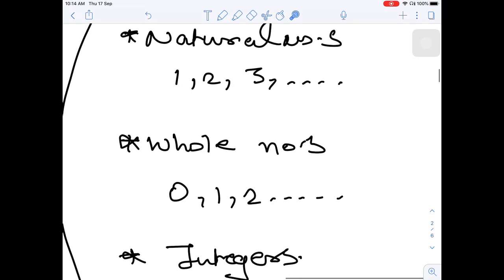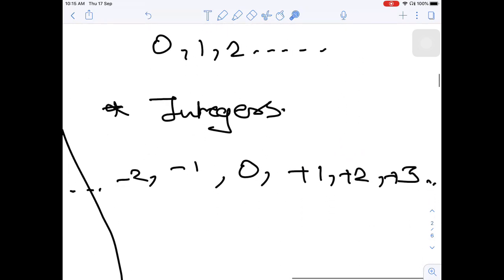Then, after that, we have learned the next number, which is known as whole numbers. Whole numbers are the numbers which start from 0 up to infinity. Next, we have learned about integers. What are integers? Integers are nothing but all the positive numbers, negative numbers, along with zero. All these numbers together are known as integers. So till now we have learned these three types of numbers.